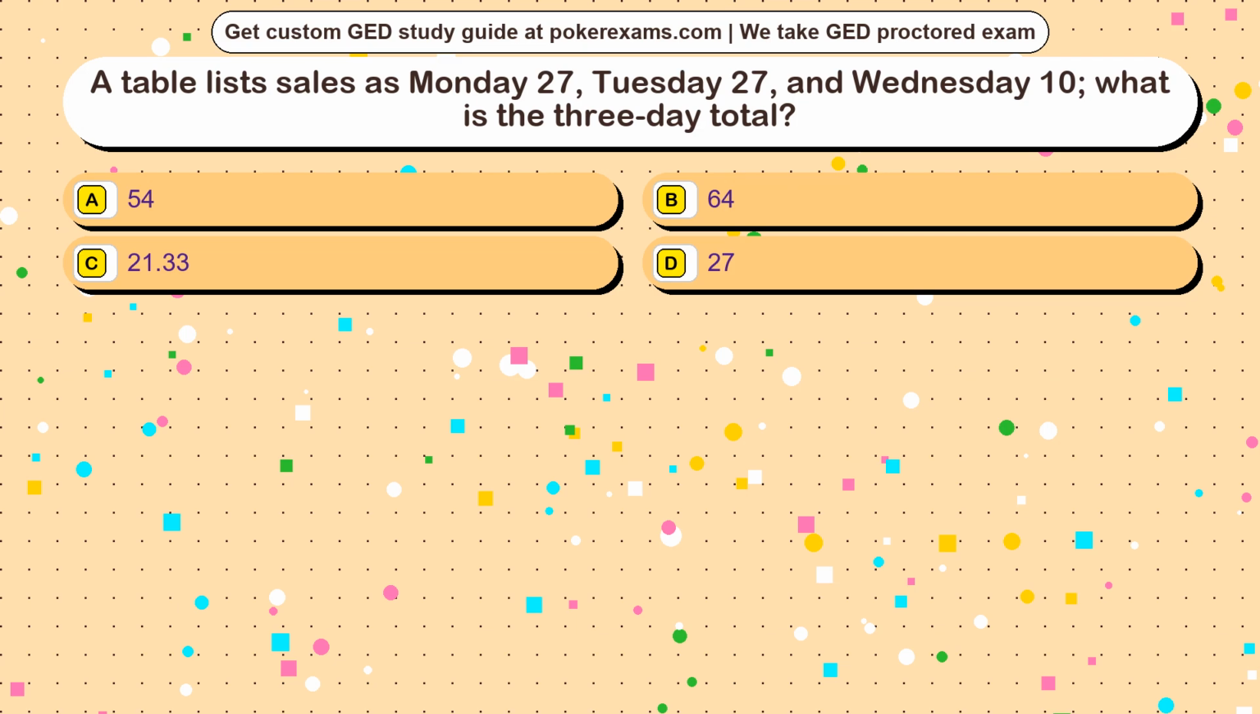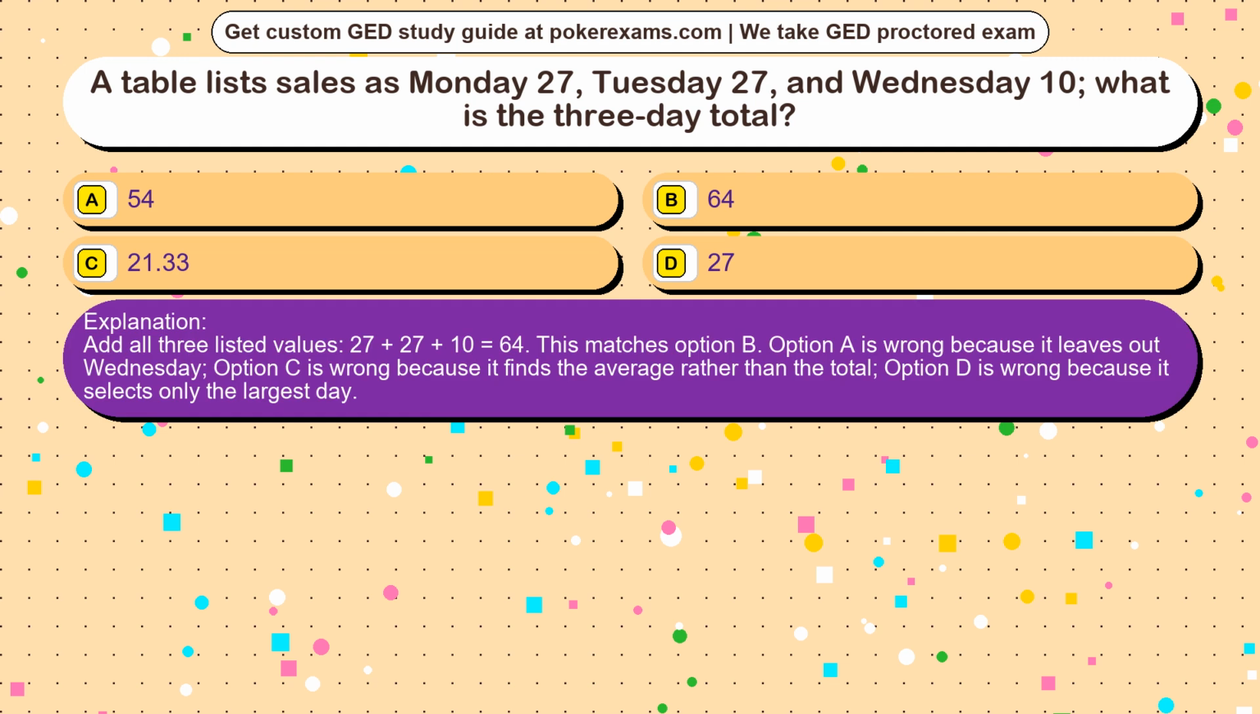The correct answer is option. Add all 3 listed values. 27 plus 27 plus 10 equals 64. This matches option B. Option A is wrong because it leaves out Wednesday. Option C is wrong because it finds the average rather than the total. Option D is wrong because it selects only the largest day.